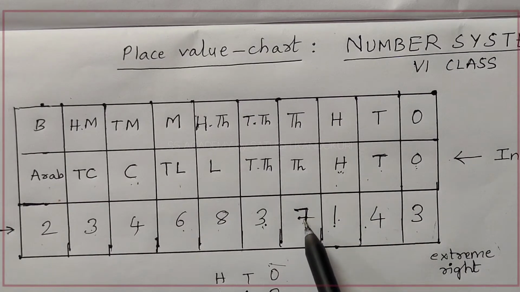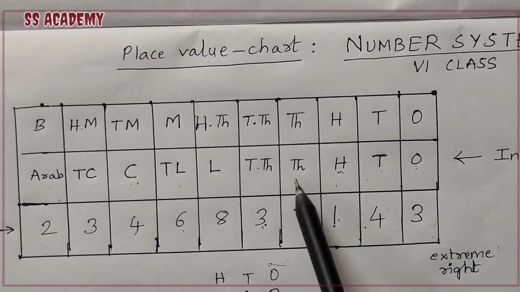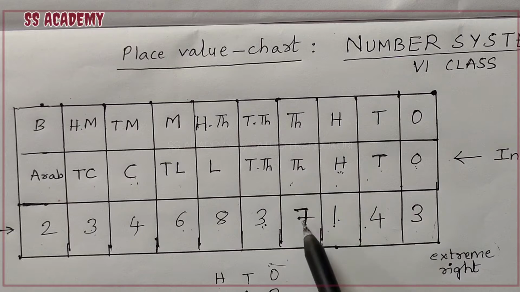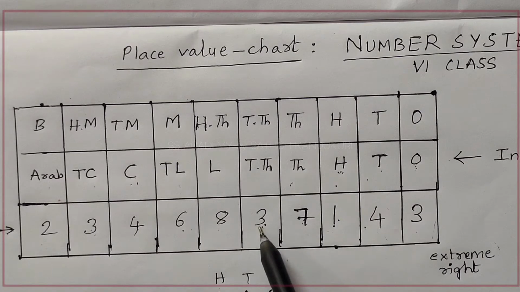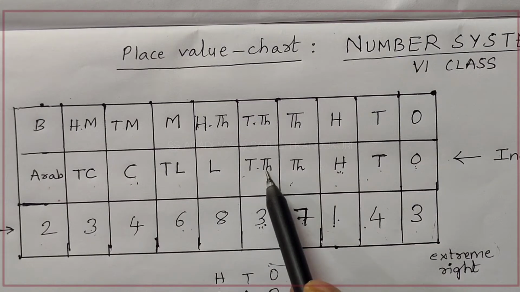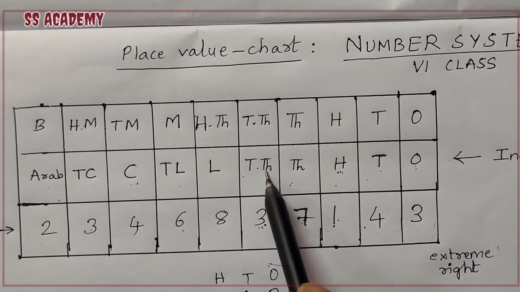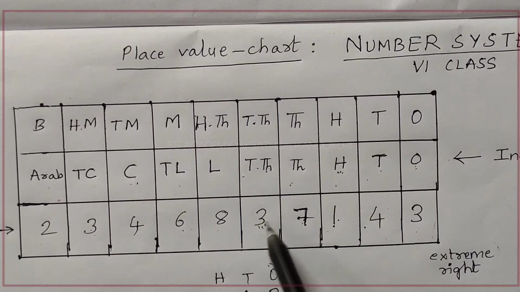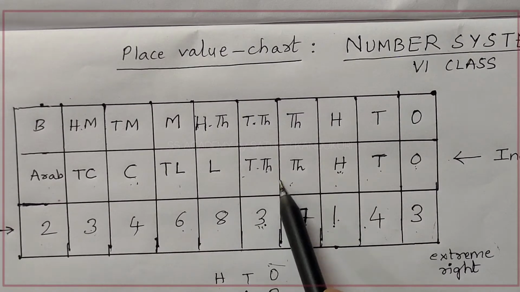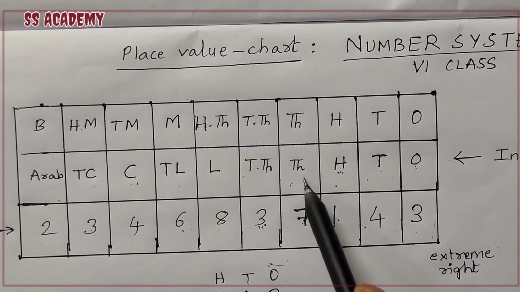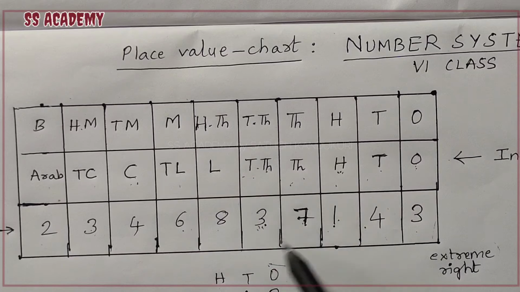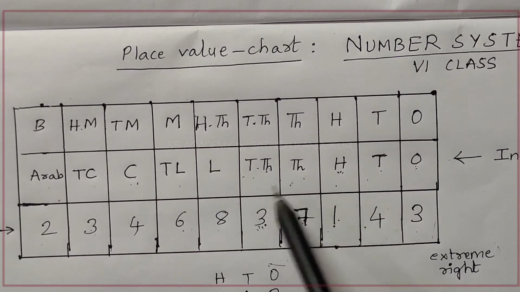After the hundreds place, there is the number 7. This is in thousands place. After that, 3 is here. This 3 is in 10,000s place. That means 3 and 7, both these numbers are under the thousands category. 7 is in thousands place, 3 is in 10,000s place.